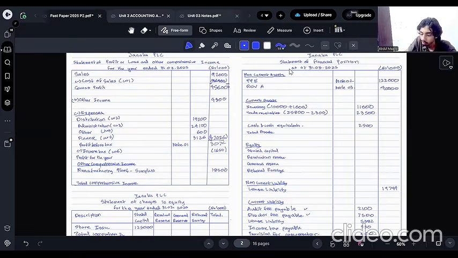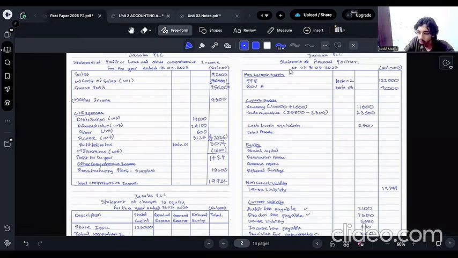Profit before tax 3,074 minus income tax 1,650. Profit for the year will be 1,424. Profit for the year 1,424 plus manufacturing plant revaluation surplus 18,500. You will get your total comprehensive income as 19,924.